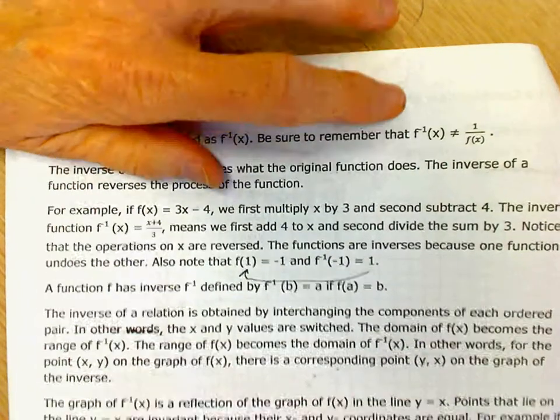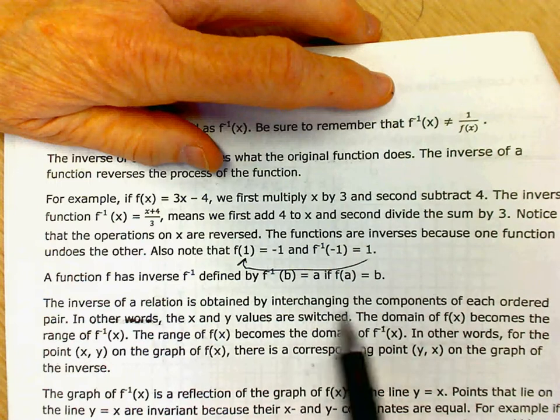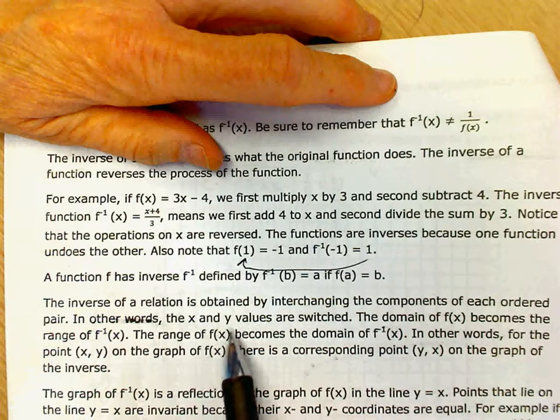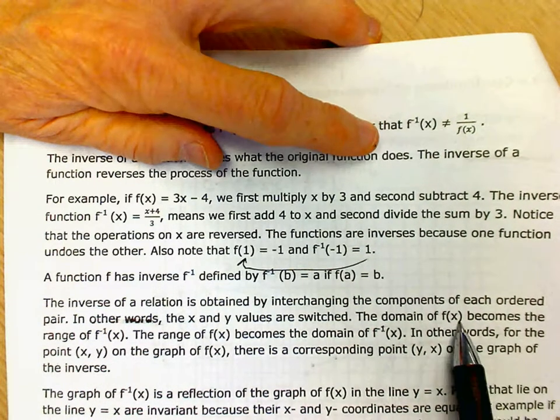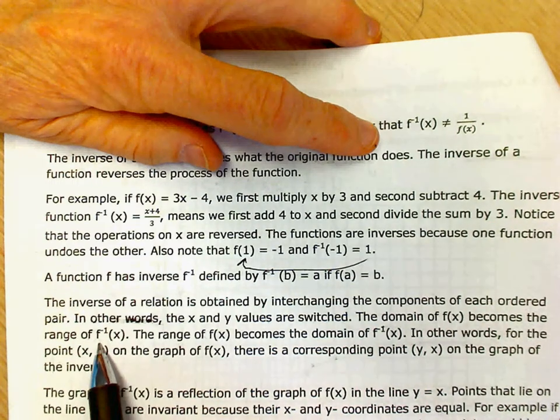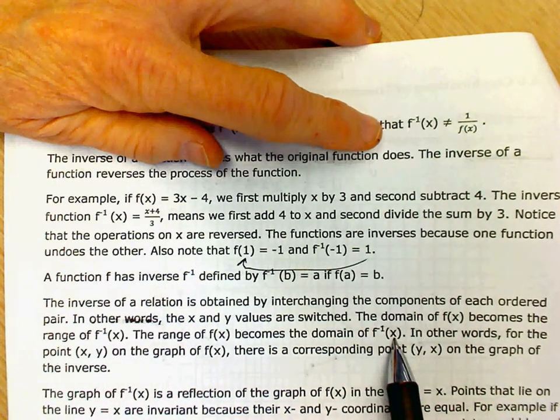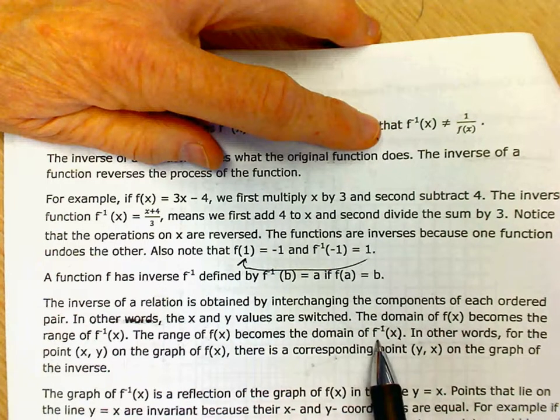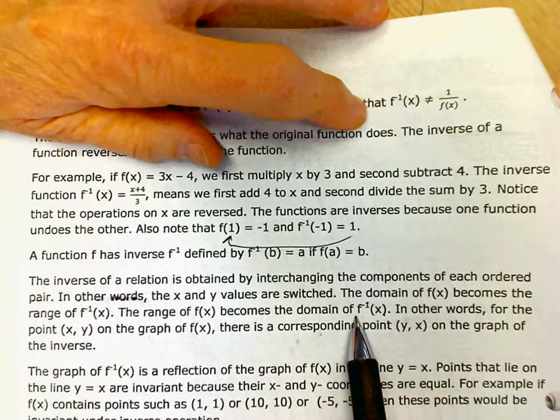How do we get it? The inverse of a relation is obtained by interchanging the components of each of the ordered pairs. In other words, the x and y values are switched. The domain of f of x becomes the range of the inverse f -1 of x, and the range of f of x becomes the domain of the inverse f -1 of x. And we'll illustrate that with examples because I think just looking at it verbally is hard to see.